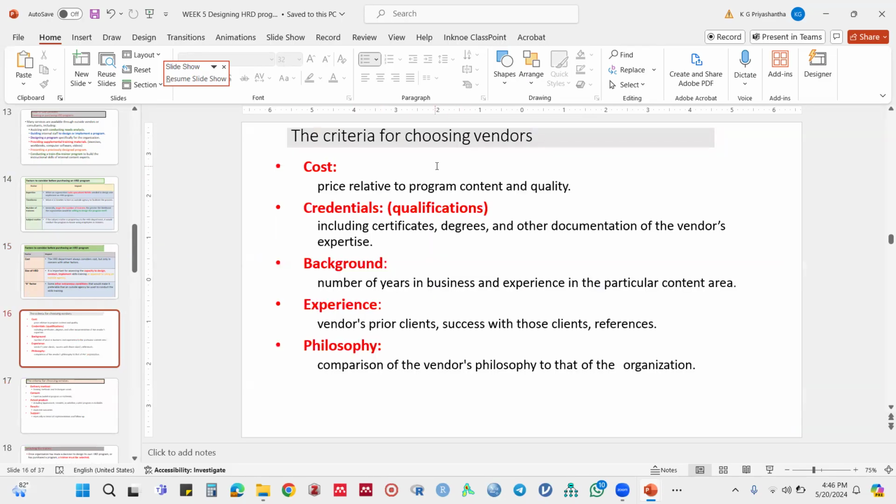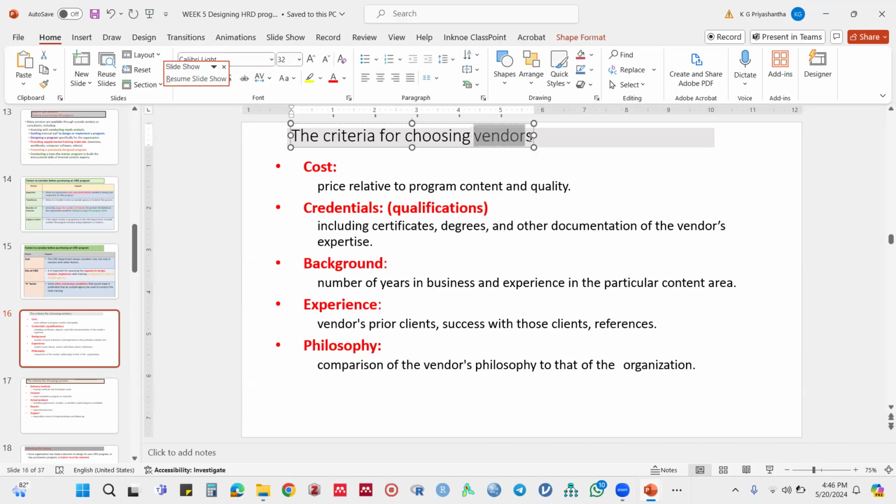We have criteria for choosing vendors: cost, credentials, background, experience, philosophy. Vendors are the HRD programs, HRD programs applying to organizations, right?